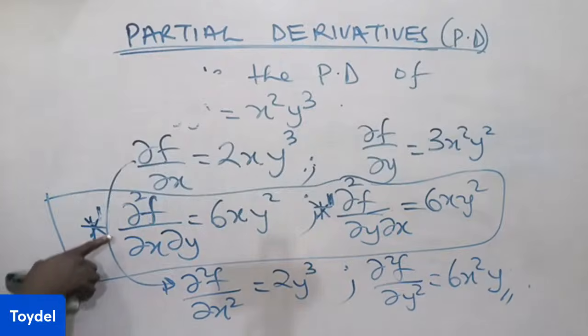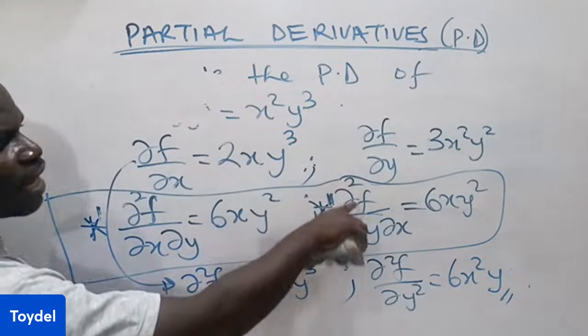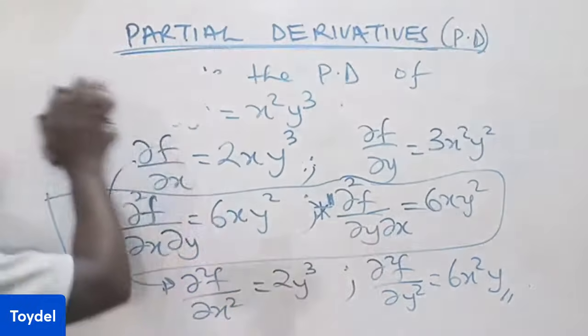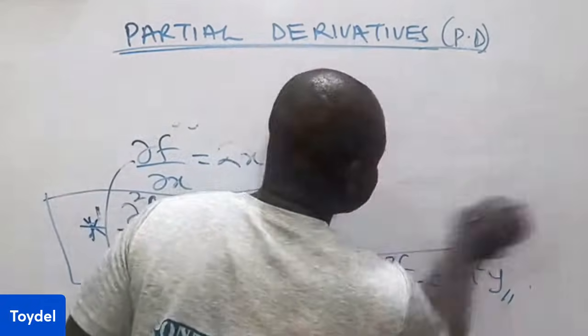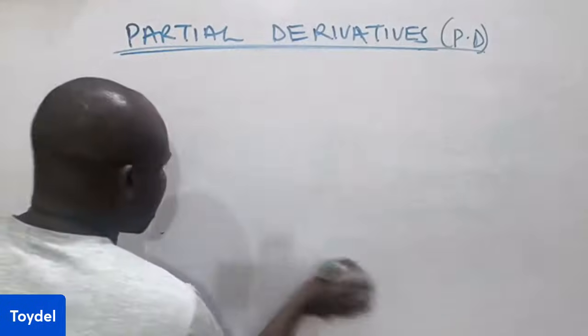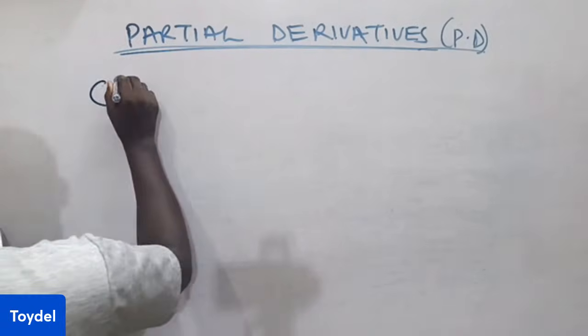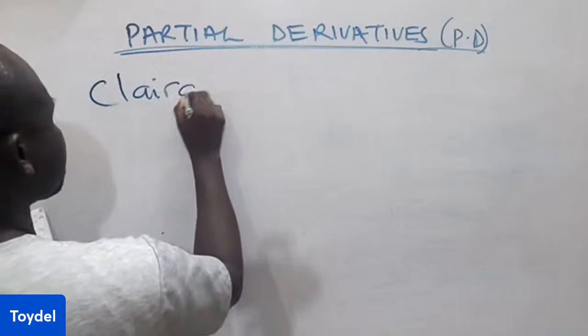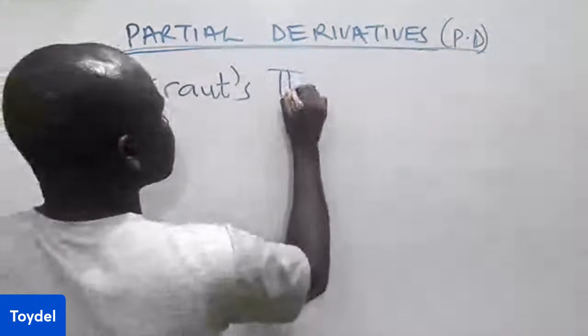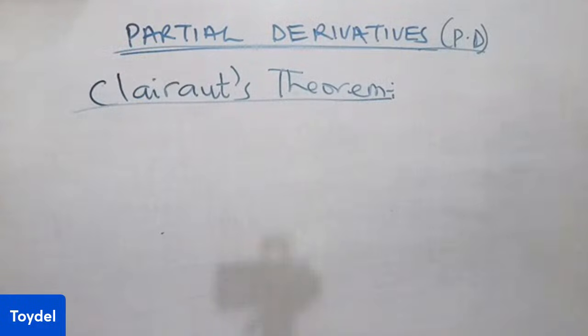Now, I made a statement here that the second partial of f over dx dy is the same thing as the second partial of f over dy dx. So the theorem that guarantees that is what we are about to discuss before we take any further example. We should note the theorem very well. The theorem is important. The theorem is called the Clairaut theorem. This is the theorem that guarantees the statement that we made the other time.